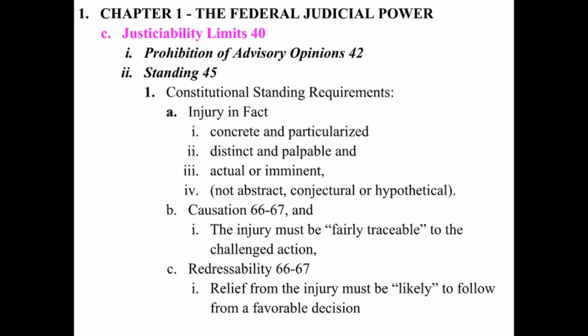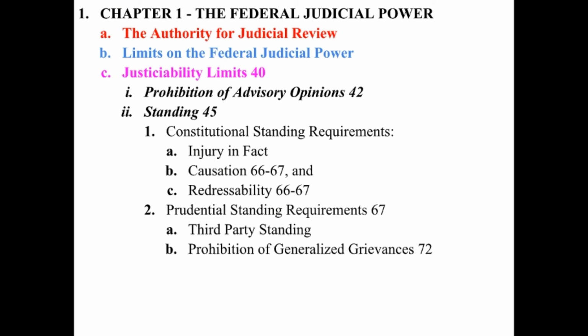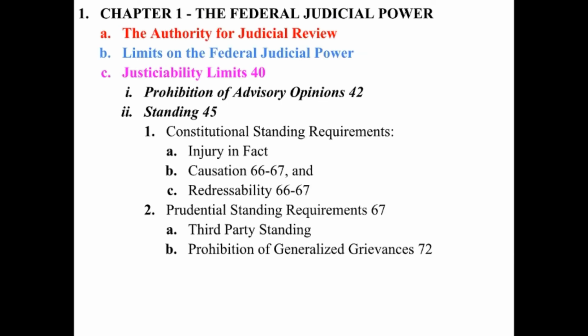In Section 2 of Justiciability Limits, we have one, constitutional standing, and two, prudential standing. They are third-party standing, where we have the cases and illustrations to tell us what that is, and the prohibition against generalized grievances, where we have the cases and understanding of what that is. And now, for standing, we have a clear understanding. There's a constitutional standing requirement, there's a prudential standing requirement, and what each one of those sections represents.